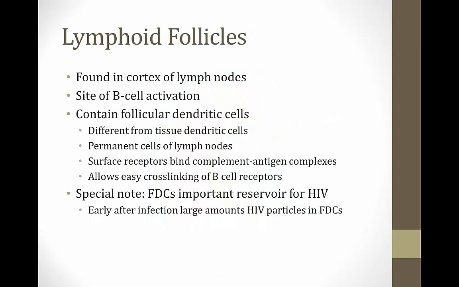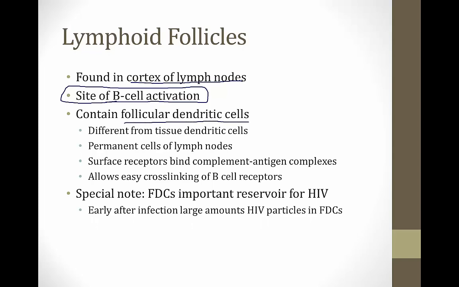So the lymphoid follicles are found in the cortex of the lymph nodes, as I just said, and the main process that happens in the follicles is B cell activation. They are the site where B cells meet with their unique antigens and respond and begin secreting antibodies. The lymphoid follicles contain some special cells that help activate the B cells, and those are called follicular dendritic cells.